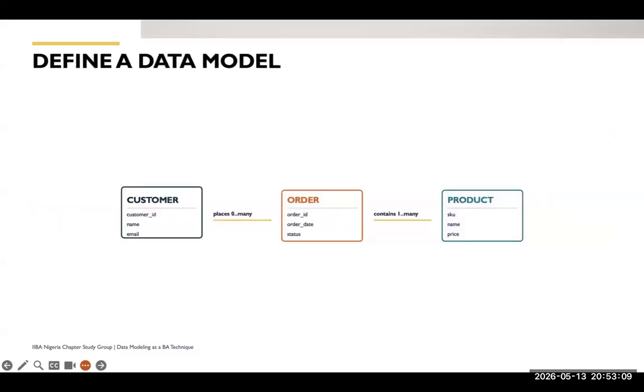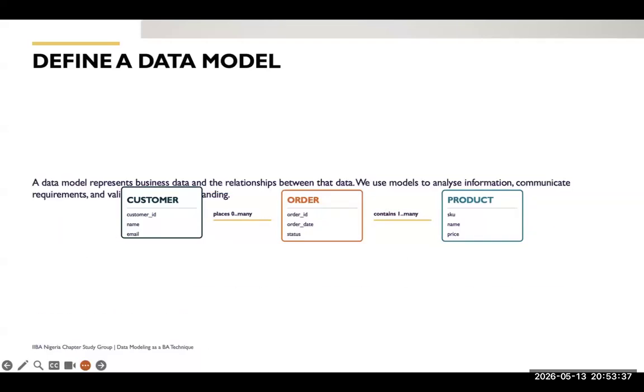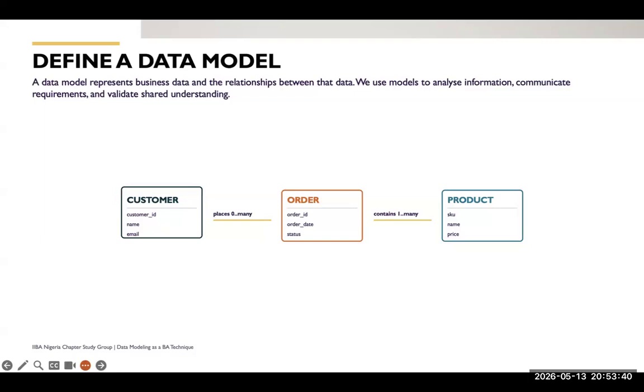So we just talked about data modeling. A data model itself is a visual or logical representation of the business data, showing the relationships held within the data. On screen here, you can see a simple relationship. This is a very simple diagram showing customer, customer to order, a customer places many orders, and the products. It just shows that relationship. We have a definition here: a data model represents business data and the relationships between that data. We use models to analyze information and communicate requirements.